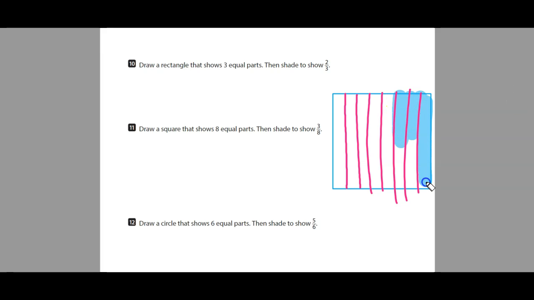That would be correct. But if you added another line like this, and you actually made 9 equal parts, then that would be wrong. Because it asks you to make how many equal parts? 8. The way I did it, I just drew 7 lines. So look, 1, 2, 3, 4, 5, 6, 7, 8.